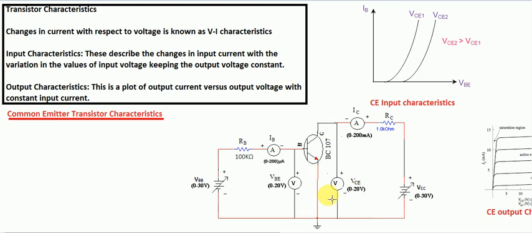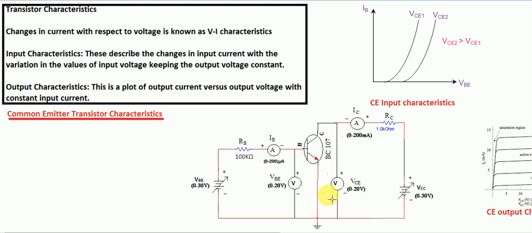You know students, there are two types of characteristics for a transistor. One is the input characteristics and the other one is output characteristics. And yet another one is also there, that is known as transfer characteristics, that we'll learn after this. Okay. What is input characteristics?